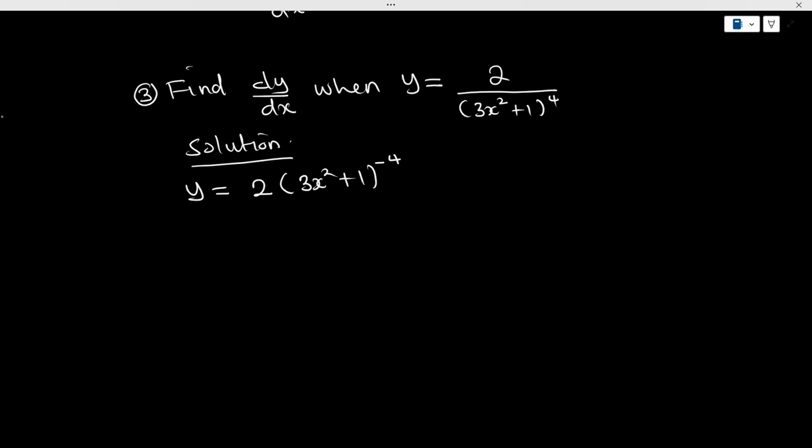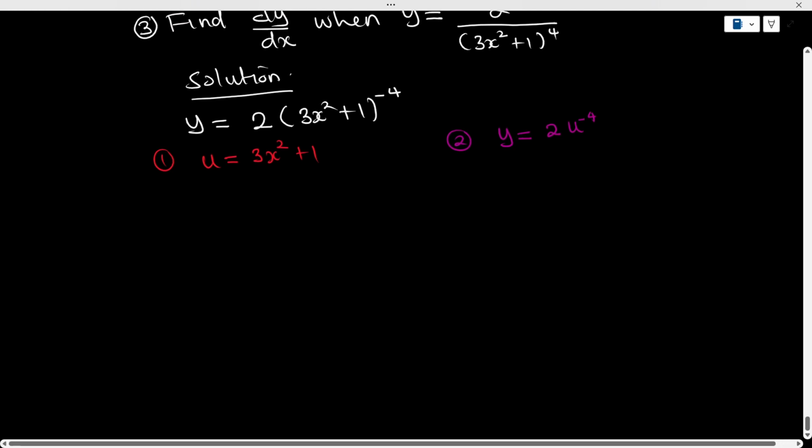Then from here I'm going to let u equal the expression inside the bracket. So u equals 3x squared plus 1. This is my first equation, and the second one is y equals 2 times this expression replaced by u, so it's going to be 2u to the power negative 4. Now we can take the derivative.